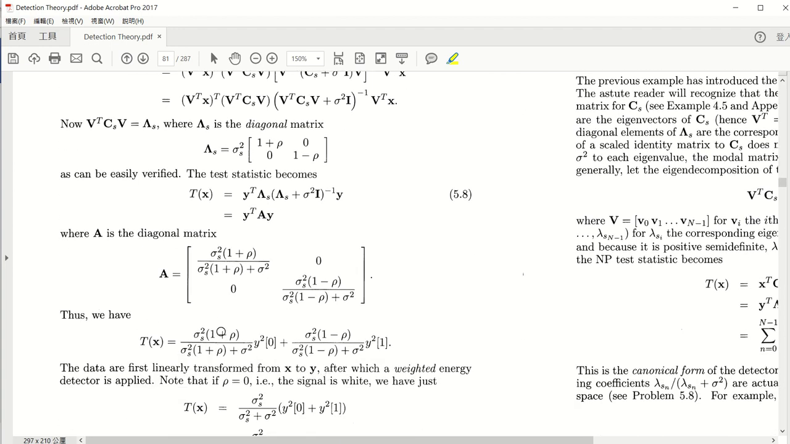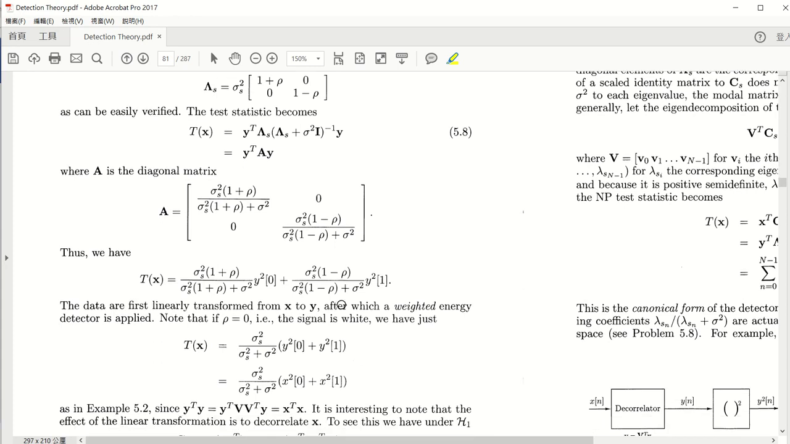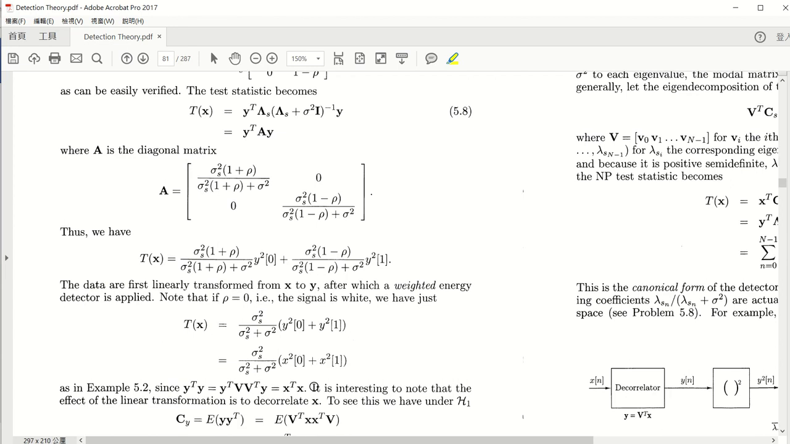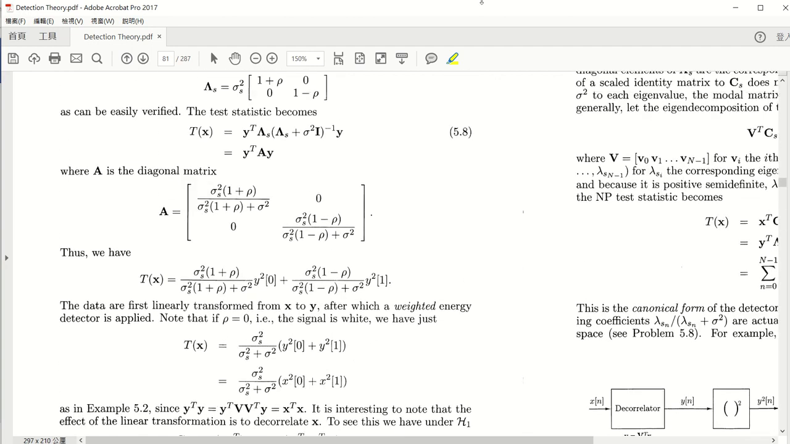So the test statistic becomes something like this, and then you get y transpose A y, where A is this thing. So we have the test statistic equal to something like this. Then the data are first linearly transformed from x to y, after which a weighted energy detector is applied. This is like y0 squared plus y1 squared, but weighted by this term and this term. But if rho is 0, then the signal is white, and we have just this term. That will go back to the white Gaussian signal case, right? Okay, so we will take a break and then come back later.